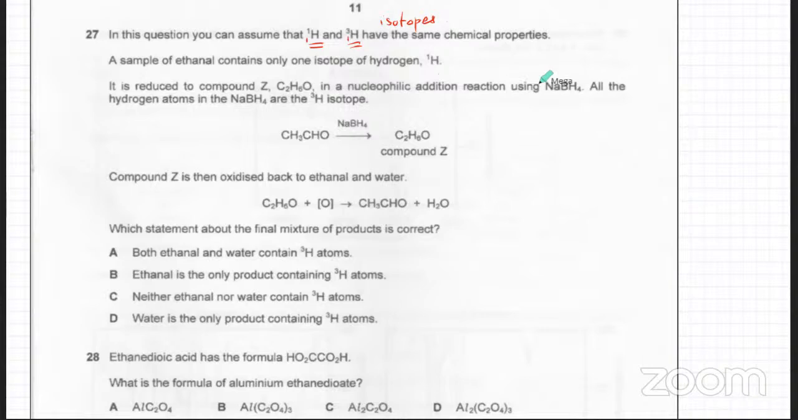And then it says that a sample of ethanol contains only one isotope of H, which is this one. It is reduced to compound Z in a nucleophilic addition reaction using NaBH4. All the hydrogen atoms in the NaBH4 are the H3 isotope. Compound Z is then oxidized back to ethanol and water. Which statement about the final mixture of products is correct?